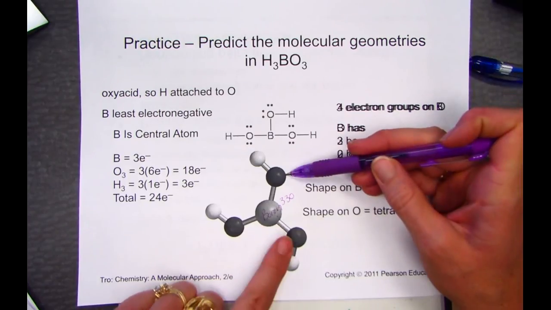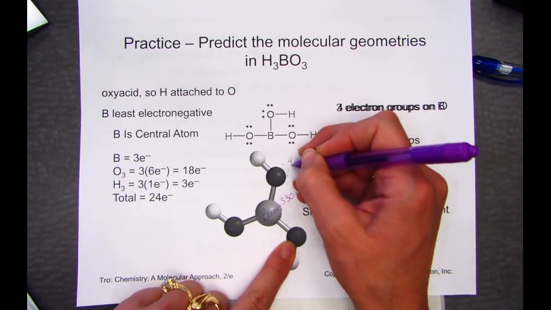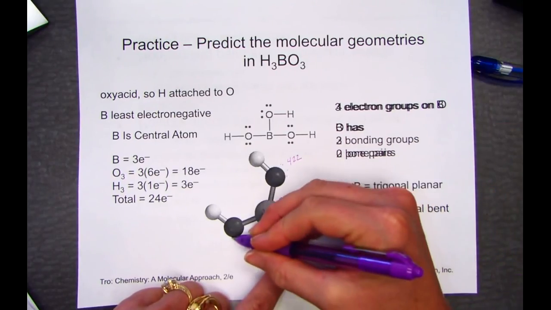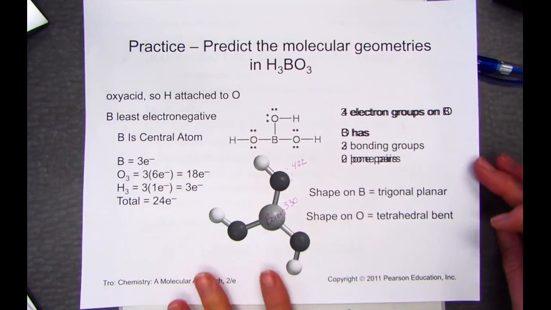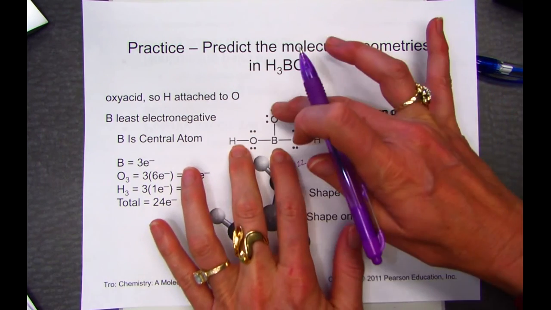The oxygens are all created equal. Remember that there are lone pairs of electrons, so this goes back to 4, 2, 2, a bent molecular geometry. This one is bent, this one is bent, this one is bent, with 4, 2, 2 overall. So the structure here is boron as the central atom, and then 3 equal subgroups coming off of that central atom.